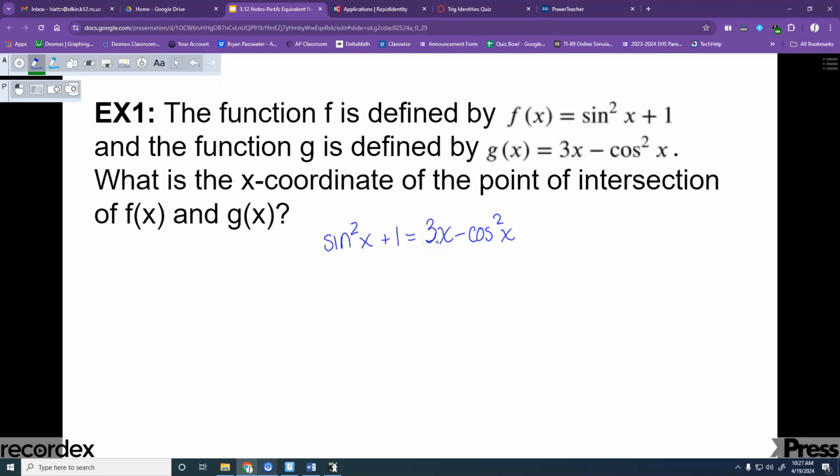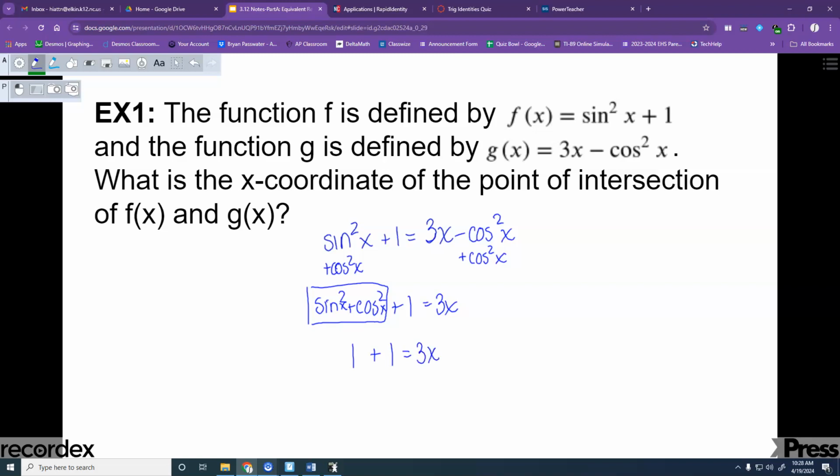However, if I think of those identities that we just talked about, what would happen if I took this cosine squared and I added it over here so that I got sine squared plus cosine squared plus 1 equals 3x? What was sine squared plus cosine squared? Oh, when I write it, I need the x right there. What is sine squared x plus cosine squared x equal to? It's just equal to 1. So I can replace it with 1.